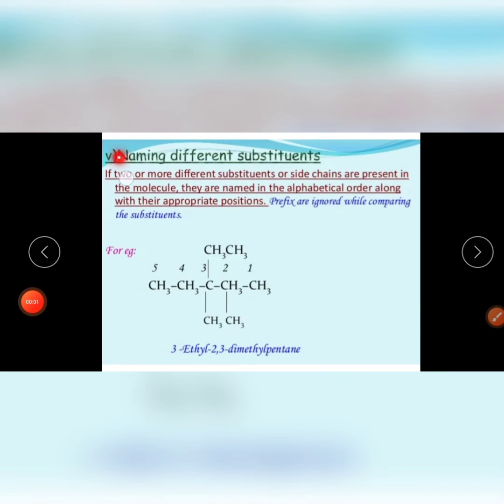So the next rule is regarding naming different substituents. Here we have different substituents: this ethyl group, and these two substituents are methyl groups. If we have different substituents, it says that if two or more different substituents or side chains are present in a molecule, they are named in alphabetical order. That means we have to name them according to their alphabetical order. So this is your ethyl and this is your methyl.